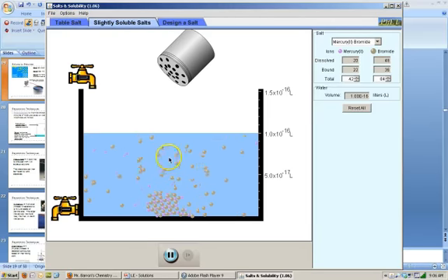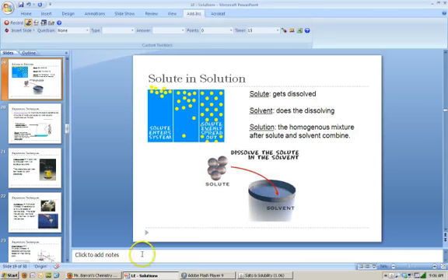So there are some salts, based on the charges and how the ions are packed, that don't totally dissolve, and we call them slightly soluble. There are also salts that are totally insoluble, that don't dissolve at all. All right, let's go back to our presentation.